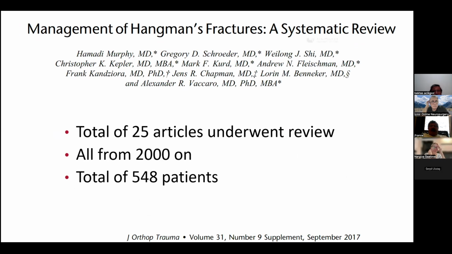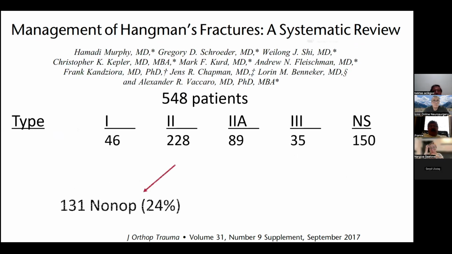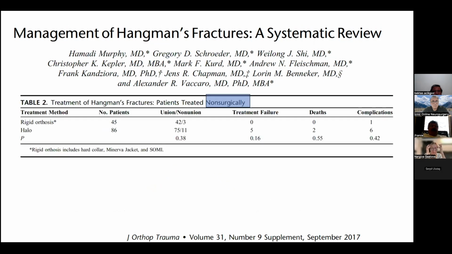This paper is another systematic review, and these articles were all from 2000 and onward. So this is a more modern paper. It had 548 patients. And in this paper, there was a heavy preponderance of operative treatment. The shift was sort of operative as people quit using halos as frequently. And if you look at the non-surgically treated fractures, the union rate was 94%.